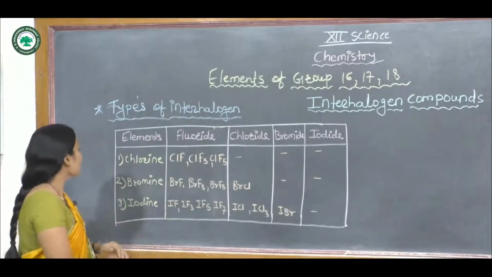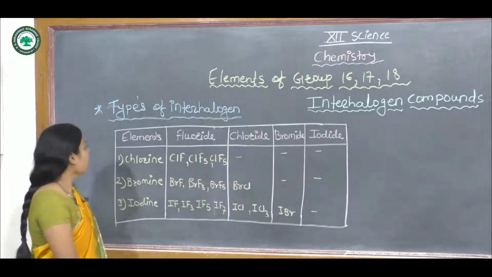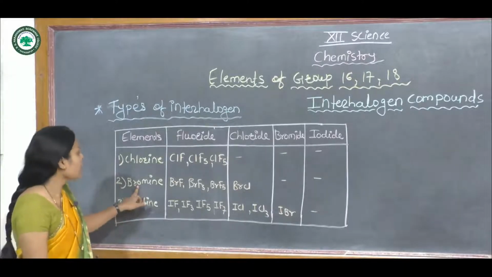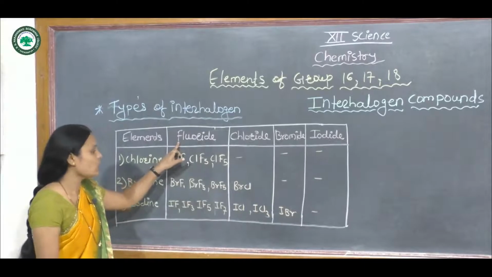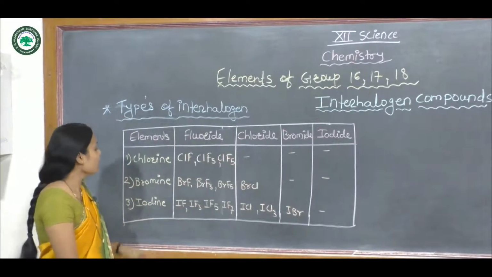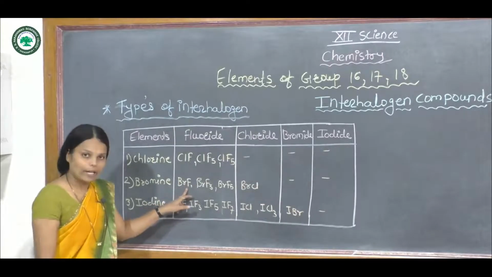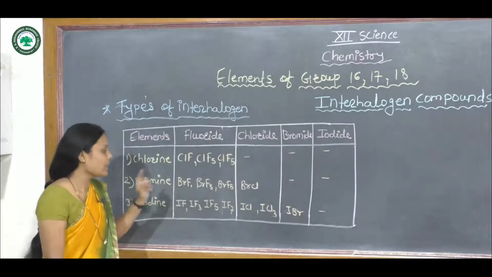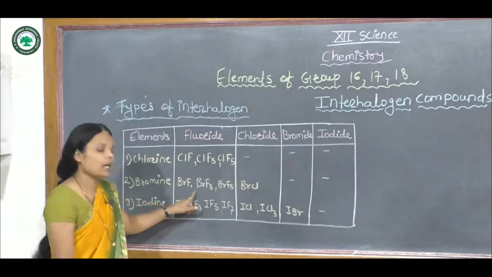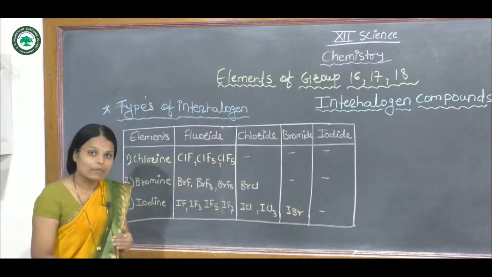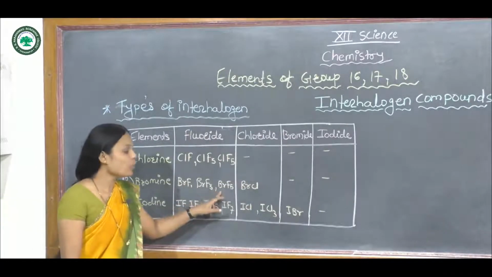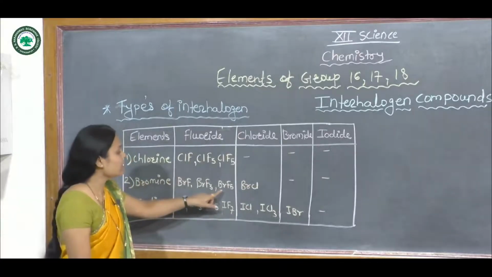The second type of interhalogen compound is bromine. Bromine reacts with fluorine and also chlorine. With fluorine we get bromine fluoride, whose formula is BrF. Then BrF3 means bromine trifluoride. Then the next example is bromine pentafluoride.